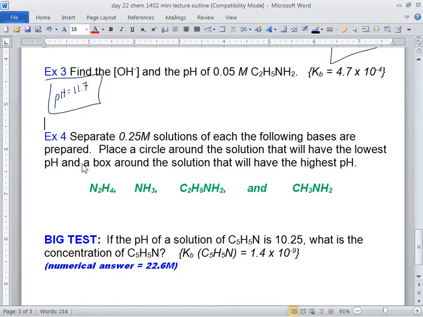Is anybody not getting number 3? Did you get number 3, Jose? All right. Then we need a game plan for number 4. And Alyssa has a great game plan. What's the game plan? Say louder. The bigger the Kb, the stronger the base. Just like Kas. The bigger the Ka, the stronger the acid. But these are all bases, so we need a base ionization, a Kb table. And you have one on the first page.